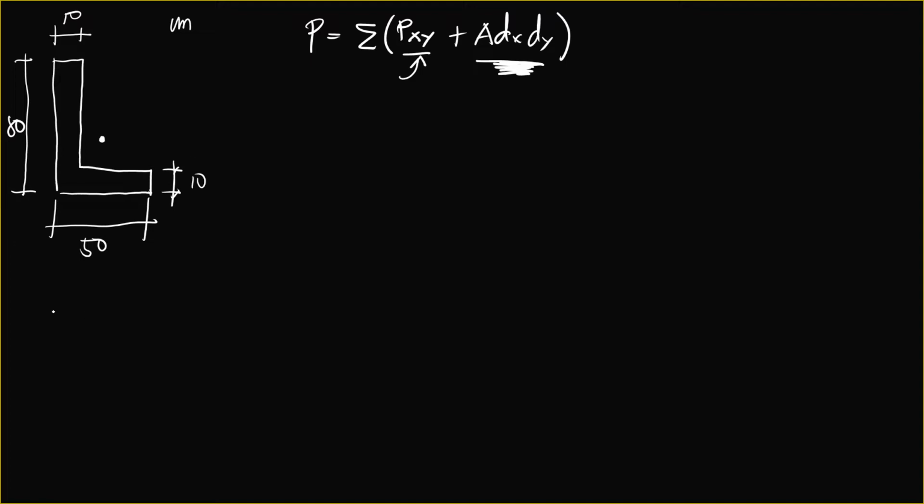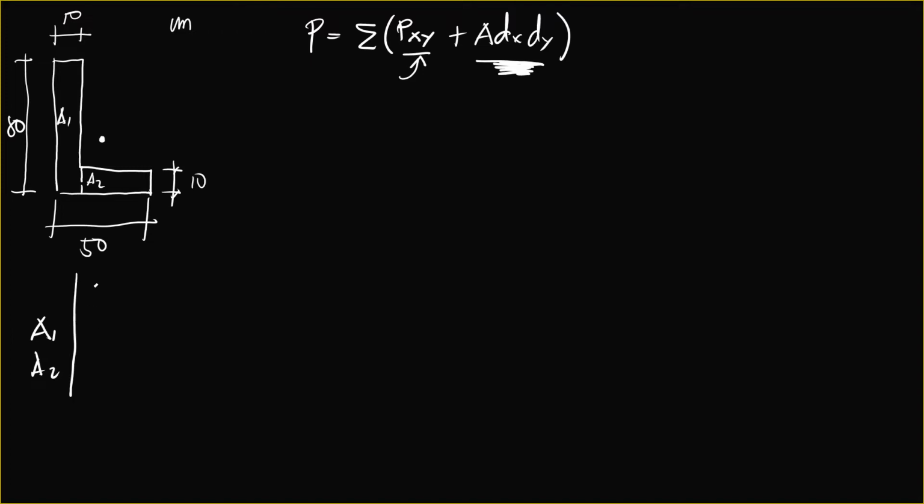So, if you try to solve for the centroid, we will divide this into two areas. Here is one area, and here is another area. We divide this angle into two areas. Let's name this A1. This is A1, and this is A2.